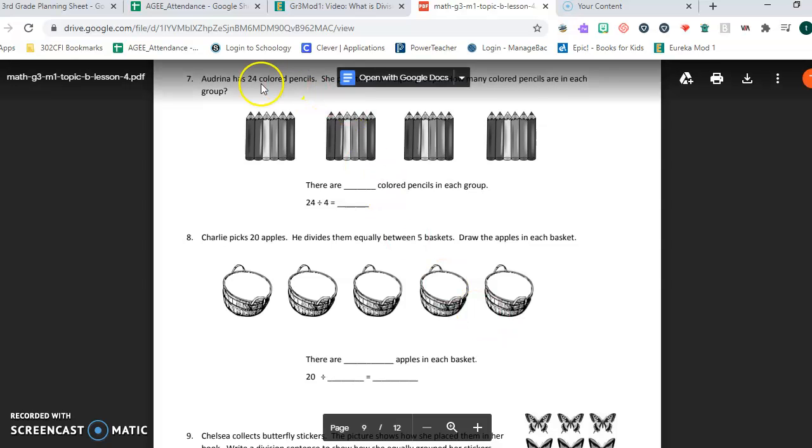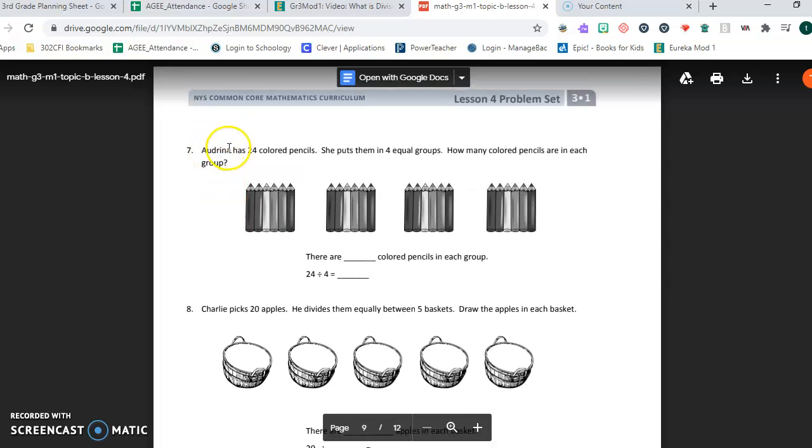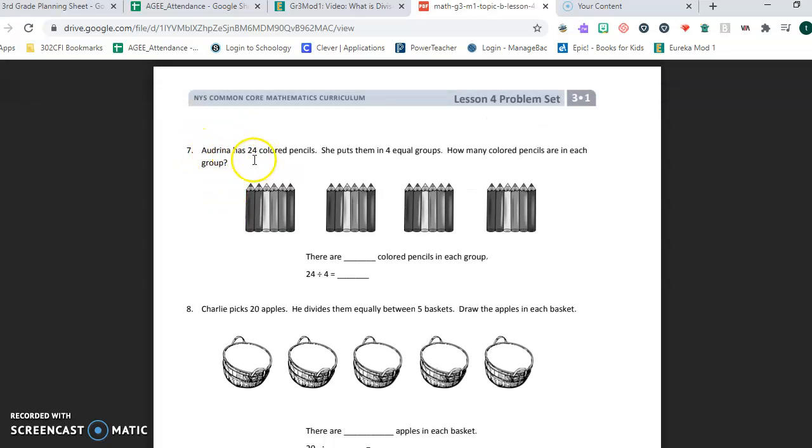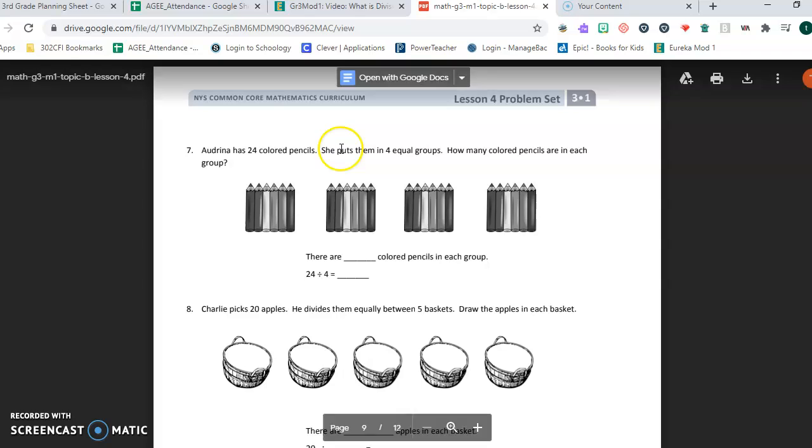So we've got a person here named Audrina. Audrina has 24 colored pencils. She puts them into 4 equal groups, all right? So I see a group, a group, a group, a group. They tell me every group is equally sized. How many colored pencils are in each group?